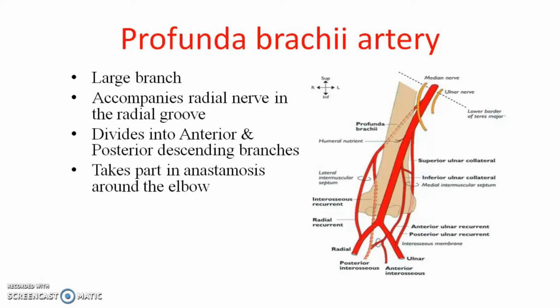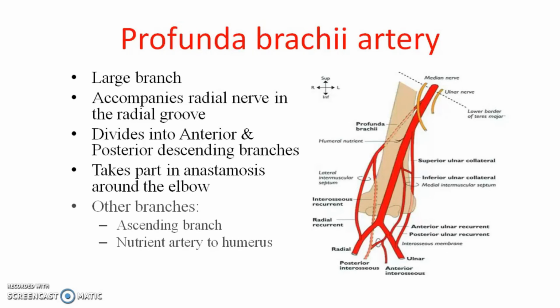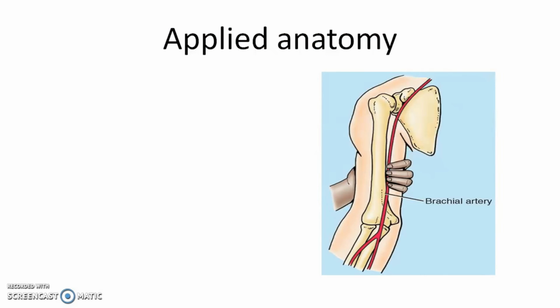and after that it is going to take part in the anastomosis around the elbow joint, which we will deal with later. Then we will have other branches coming from the profunda brachii artery, the ascending branch, and then the nutrient artery to the humerus. So the nutrient artery, a small branch given by the profunda brachii, is also going to supply the humerus along with the nutrient branch of the brachial artery.